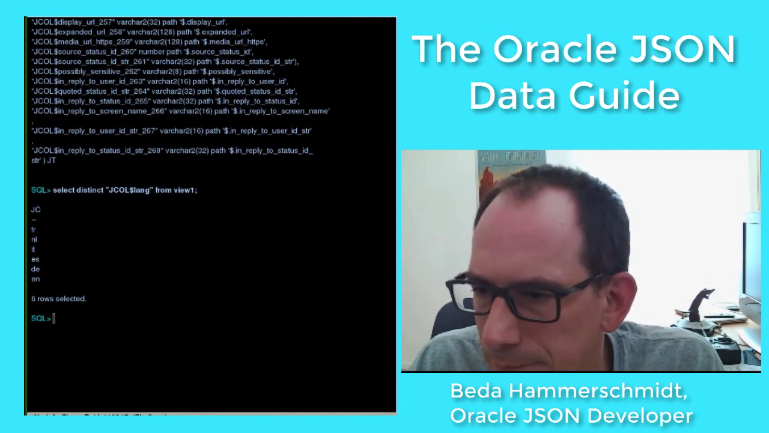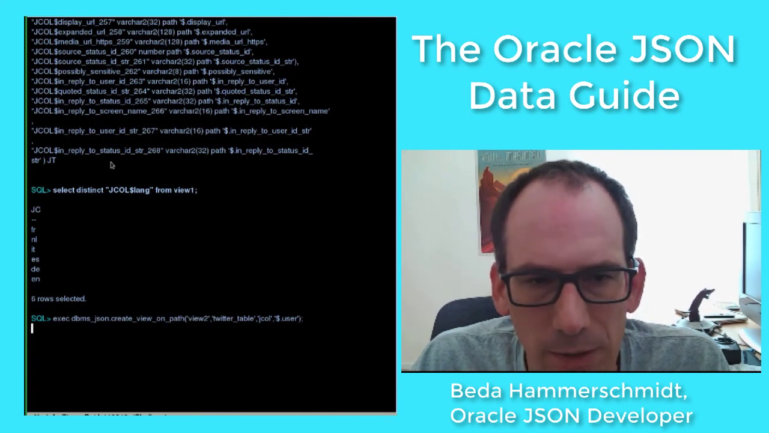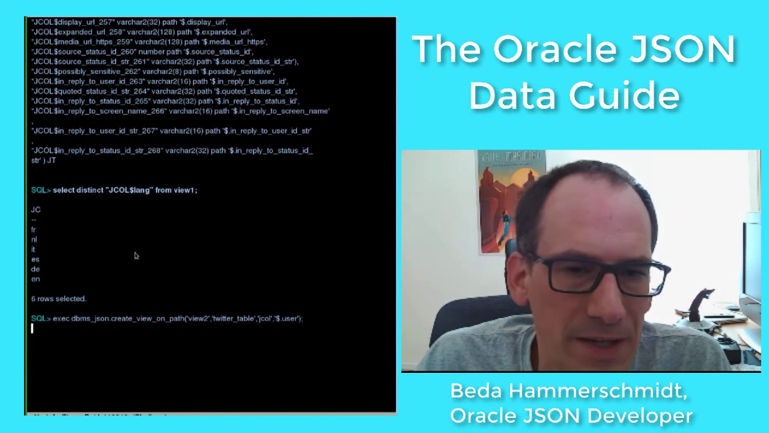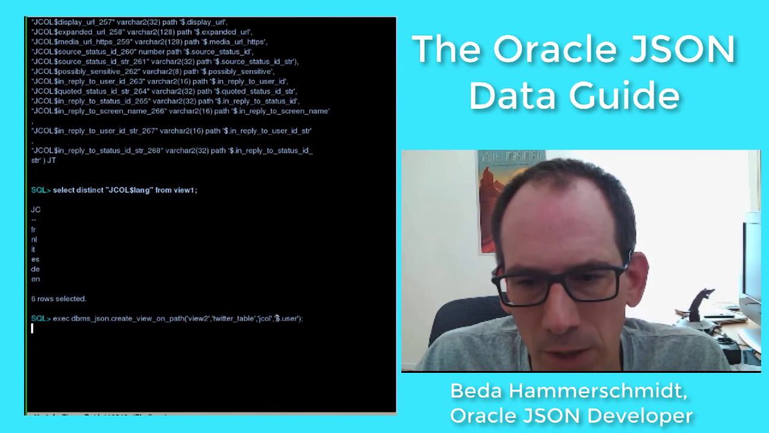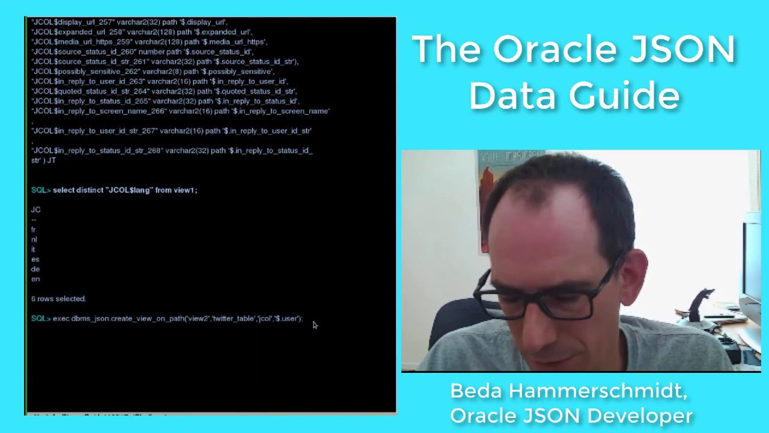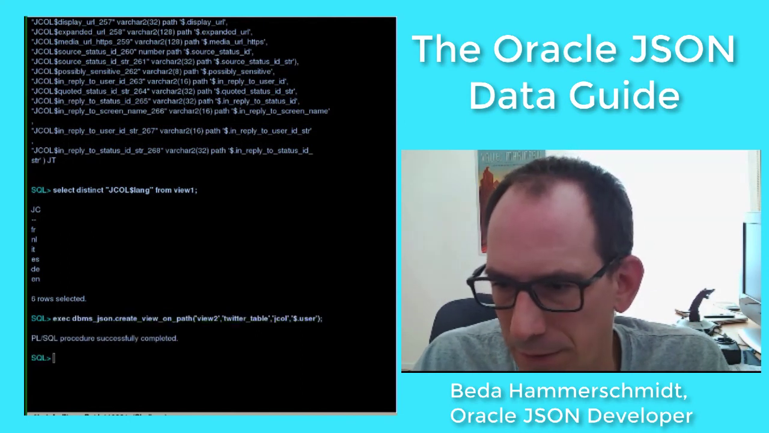Now, what we did in view 1 was to expand every possible field in the data. Remember, the path expression was just $. What we could also do is pick a path that is not the root, for example, $.user. This would expand only the fields under user. So this is view number 2.